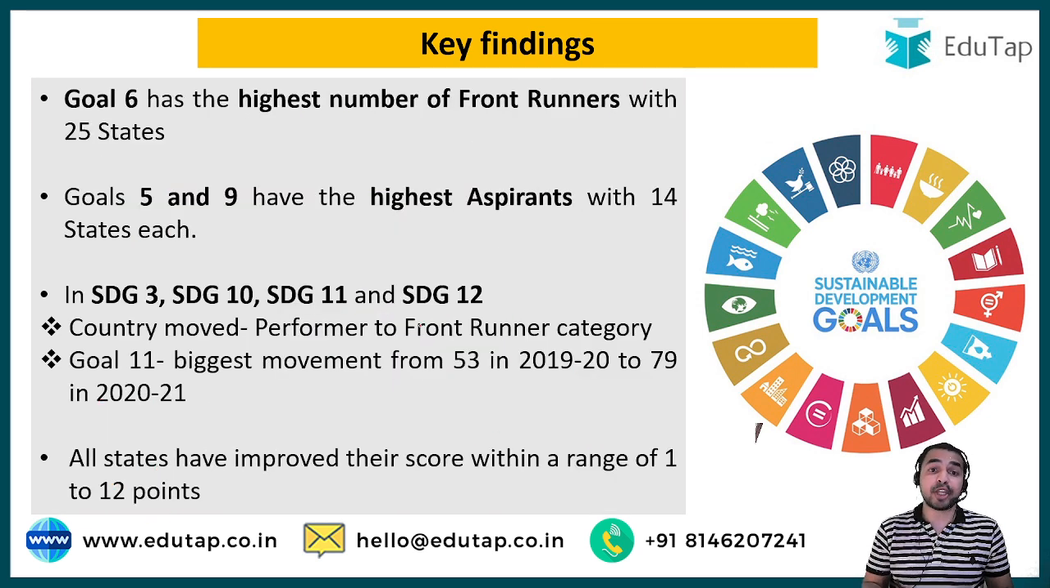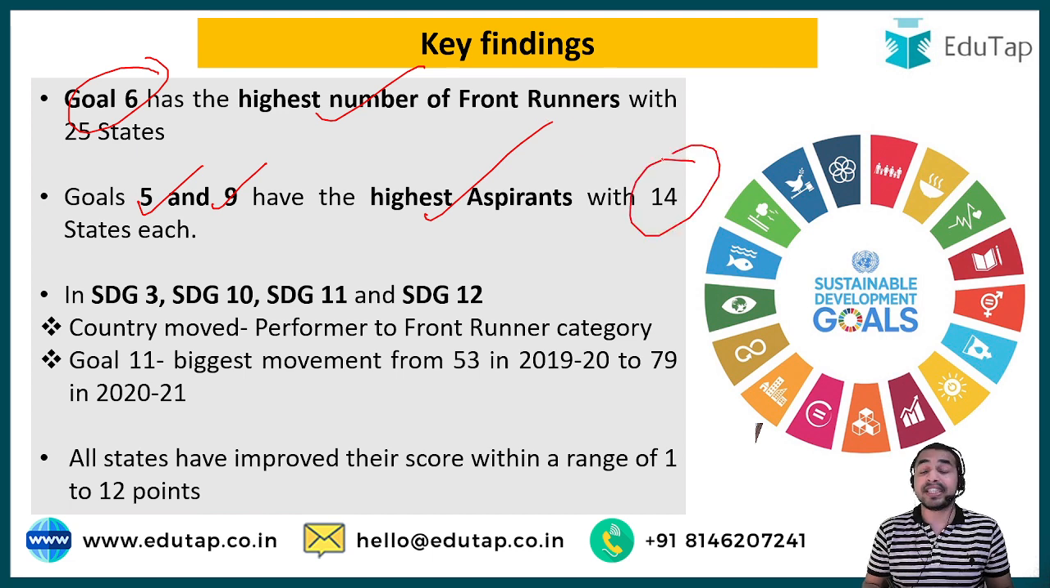And guys, this index also says that goal number 6 has seen the highest number of front runners, as a total of 25 states were part of this category from goal number 6. And guys, if we talk about goal number 5 and 9, then they have seen the highest aspirants, with 14 states each in these two goals.